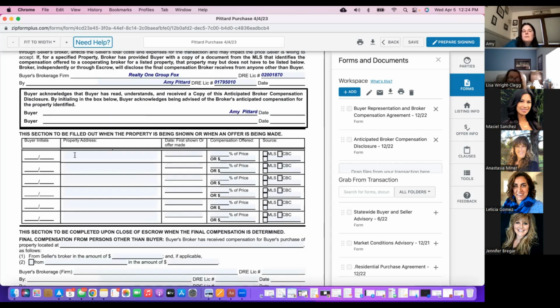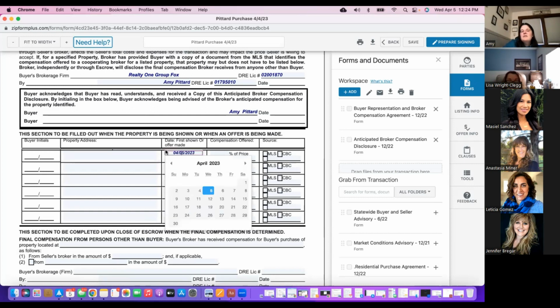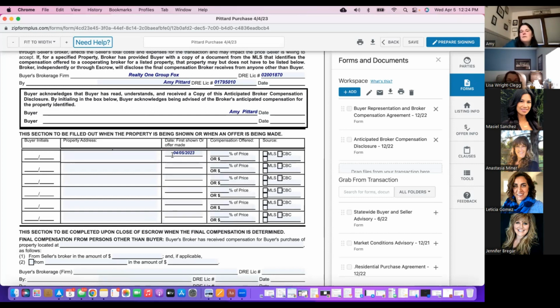Then you fill out the property address here, the date that either you first showed it or the date the offer is being made, you put the compensation offered in the MLS. And then you put either it was in the MLS or a cooperating broker compensation agreement, right? So if you're not part of that MLS or it's not listed in the MLS, we probably want a CBC form, or maybe it was a FSBO or something. So you never know what you want to put there, but it's got an other line. So for the most part, it's going to be MLS.